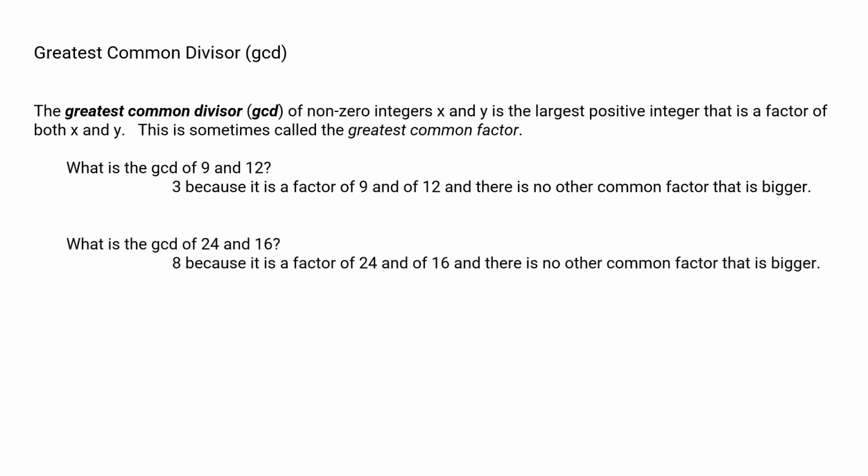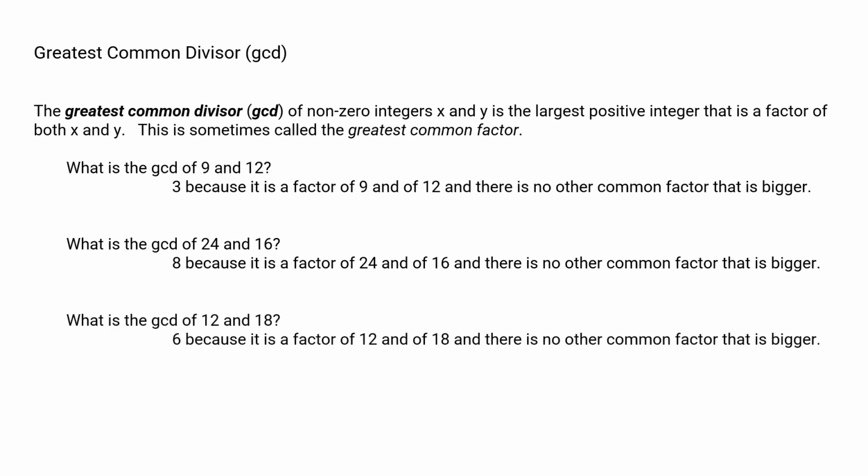What's the GCD of 24 and 16? We've got to come up with a factor that is a factor of both of them, that's the largest of all, and then we can't find a factor bigger. So 8 would be the GCD because it's a factor of both of those, and there's no other common factor that's bigger. What's the GCD of 12 and 18? 6 is a factor of both, and there's no other common factor that's bigger. So you kind of just have to think through all of the different factors of both of those and find the one that's the largest.